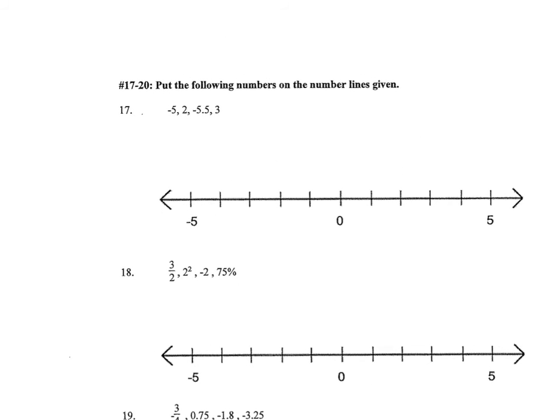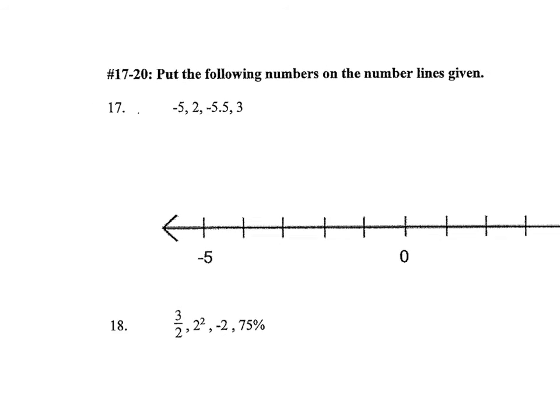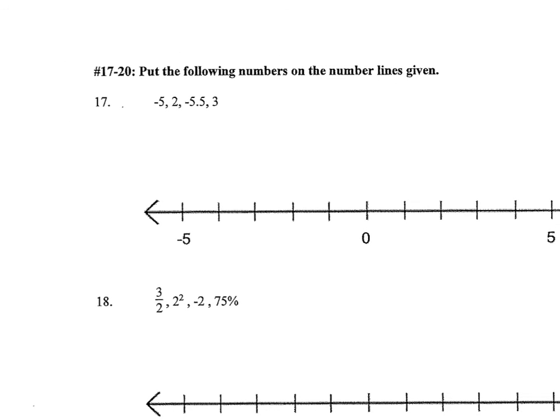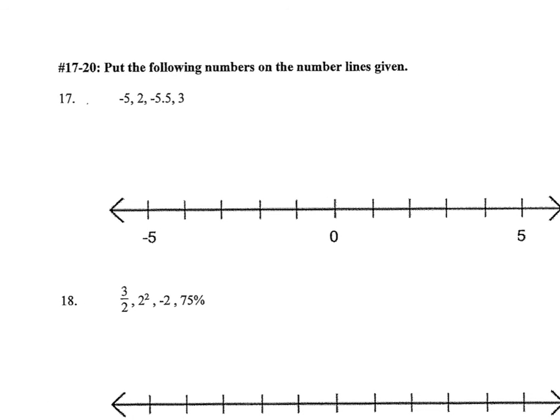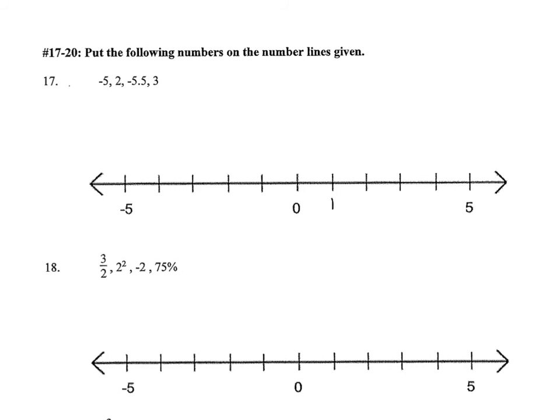And on the back, put the following numbers on the number lines given. So on your Schoology, it'll be like a scroll bar. You can kind of move your things around. But a lot of these are really easy. Remember, sometimes it's hard to tell, but these are just counting by ones. 1, 2, 3, 4, negative 1, negative 2, negative 3, negative 4. So if something is 0.5, it's going to fall in the middle.